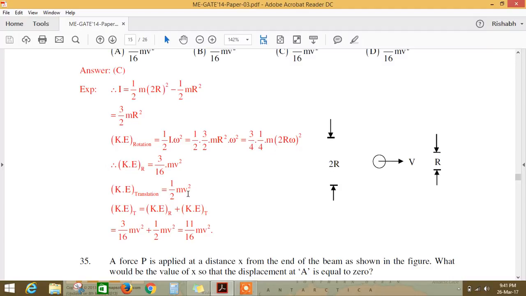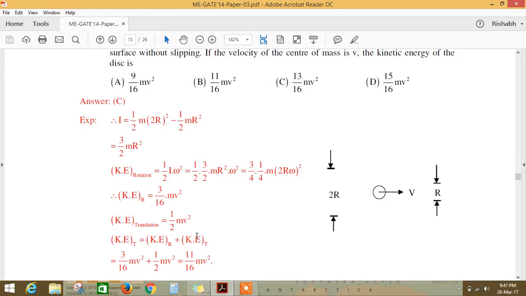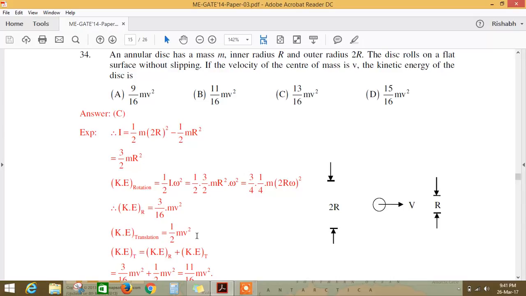Now we know omega into r, where the radius is here 2r, so this will become v, the velocity. Okay, so 3 by 16 mv square plus half mv square, you will get 11 by 16 mv square. So these are quite basic questions. If you are having any confusion, please revise your basics.